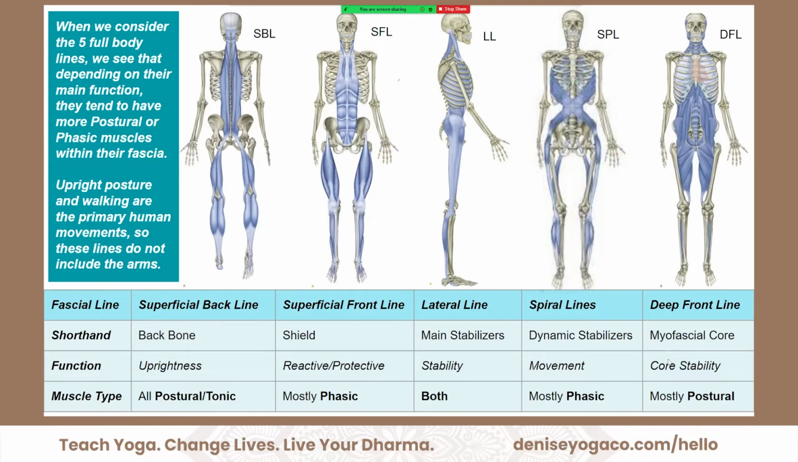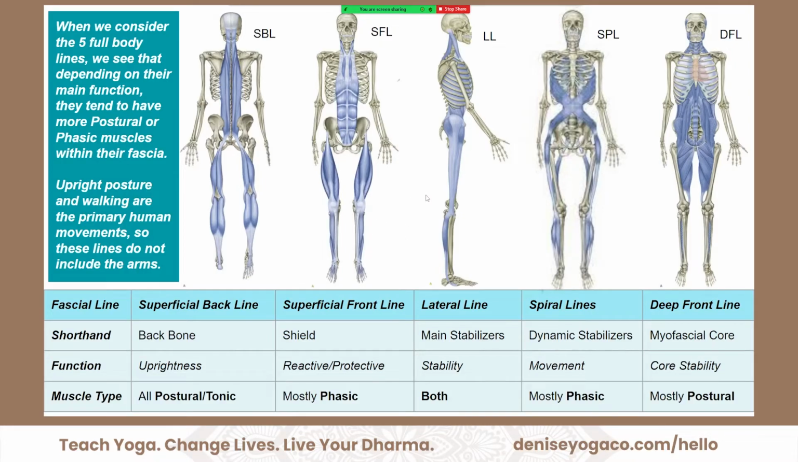Okay, and let's look at the deep front line. So this is our myofascial core. Core stability is its main function. And so mostly postural is what you're going to find in the deep front line muscles. Except for these ones up here, strangely. These ones up here are phasic. But again, you don't need to remember that.